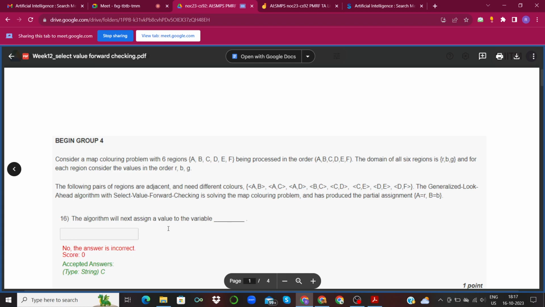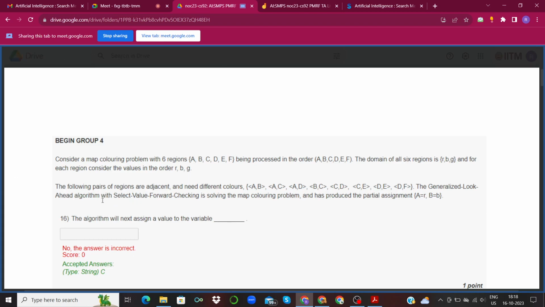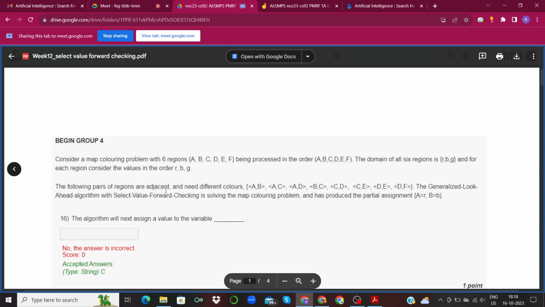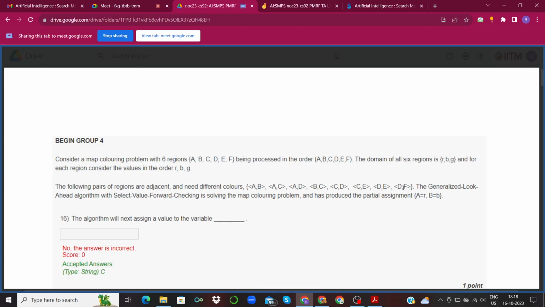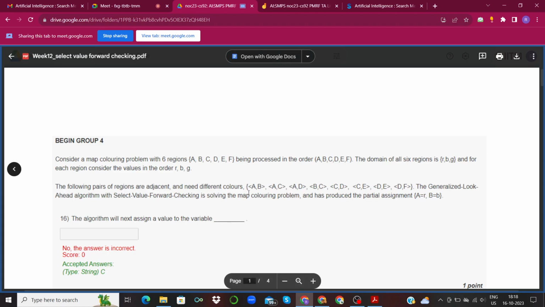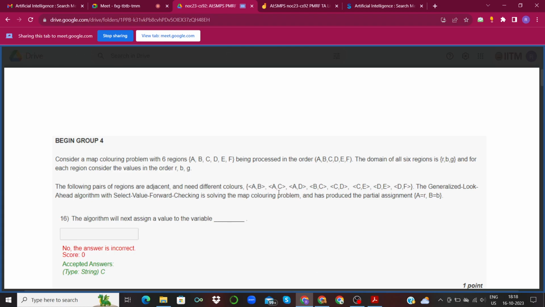Okay, and so what you have to do is, you are given that these regions are adjacent to each other. That information is given to you. A and B are adjacent, A and C are adjacent, A and D are adjacent, B and C are adjacent, C and D are adjacent, C and E are adjacent, D and F are also adjacent.